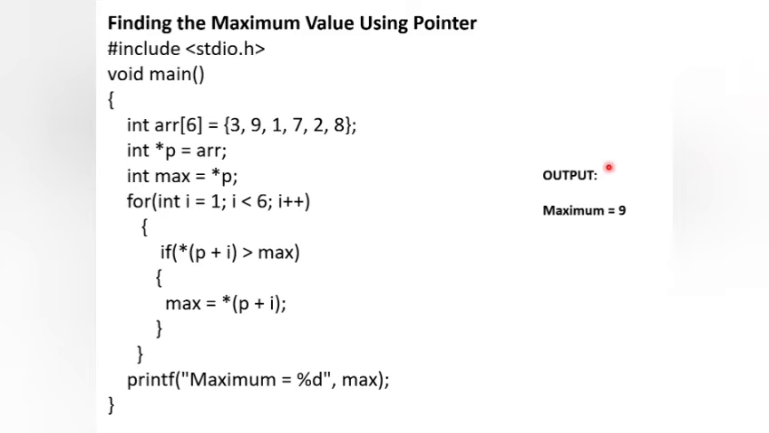Now we will see with the pointer how it is done. So as usual, first declare an array, store the elements. Now we are having an array with 6 elements. Next we are declaring a pointer variable *p and the array is referred.